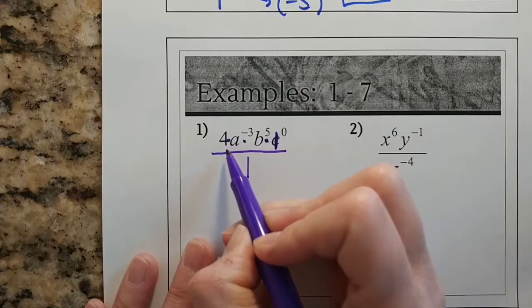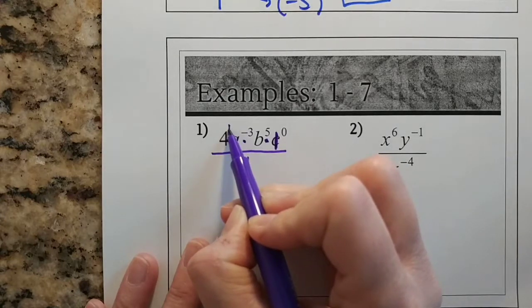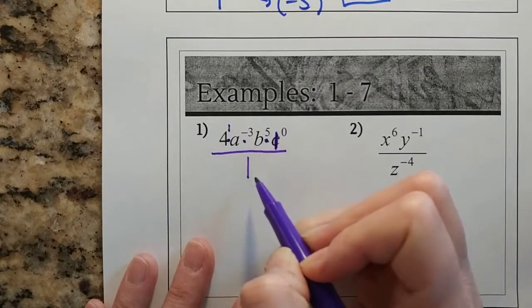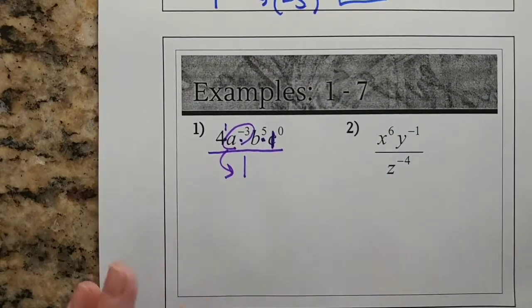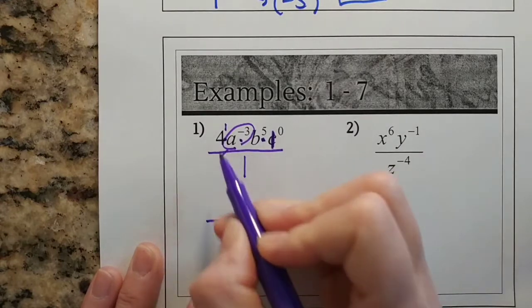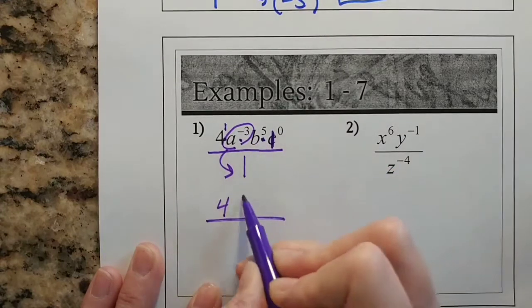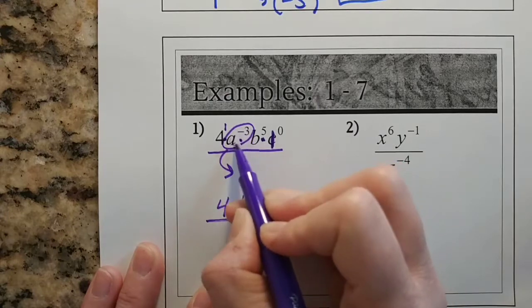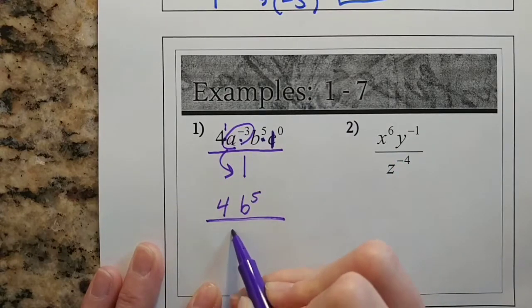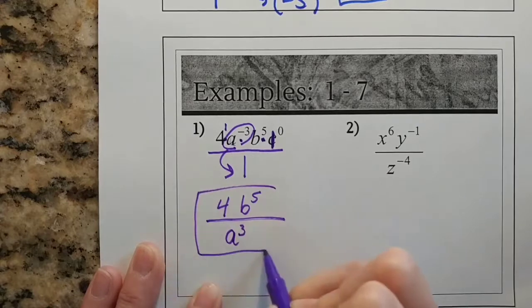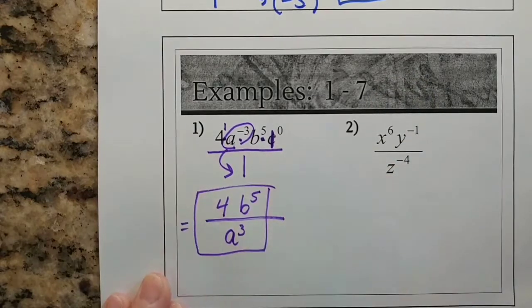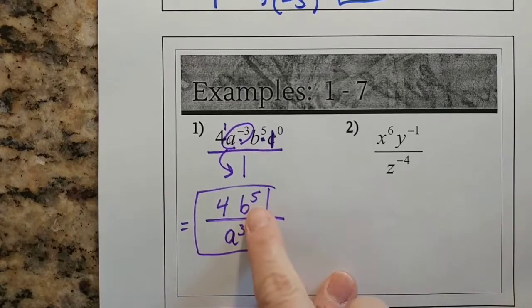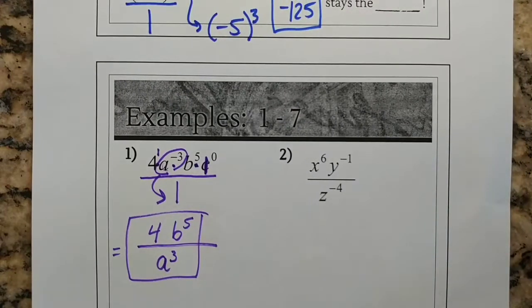Now the 4 stays where it is because it has an exponent of 1. You just don't see it. The b gets to stay where it is. Who has to move? You're right, this guy is going to move downstairs. So let's write the fraction again. 4 stays in the numerator. The b stays in the numerator. But the a to the negative third moves downstairs and becomes a to the positive third. And I have simplified it. Notice that the c to the 0 just goes away. And here's my answer. My answer only has one b and one a in it. Everything has positive exponents. Let's try the next one.